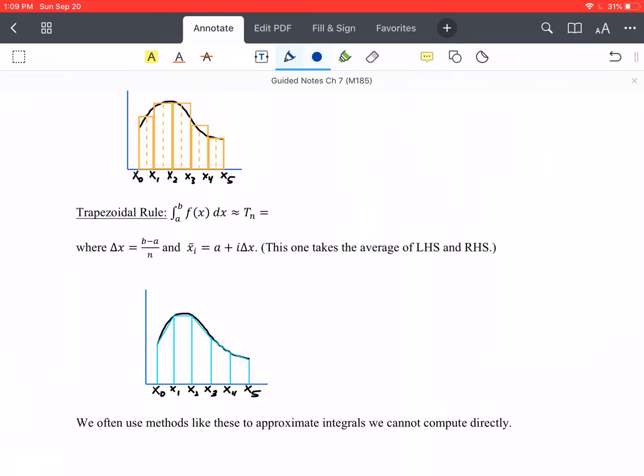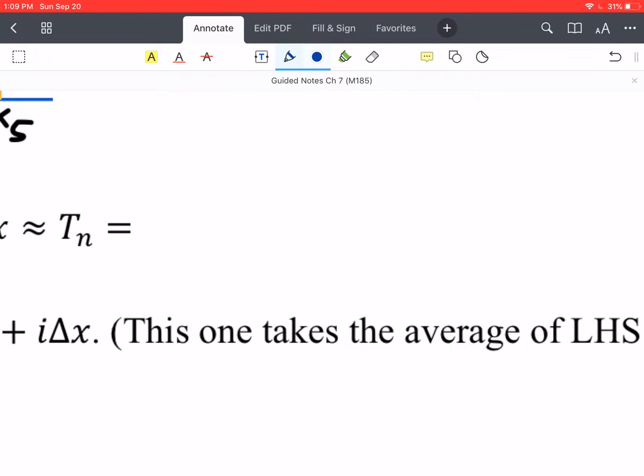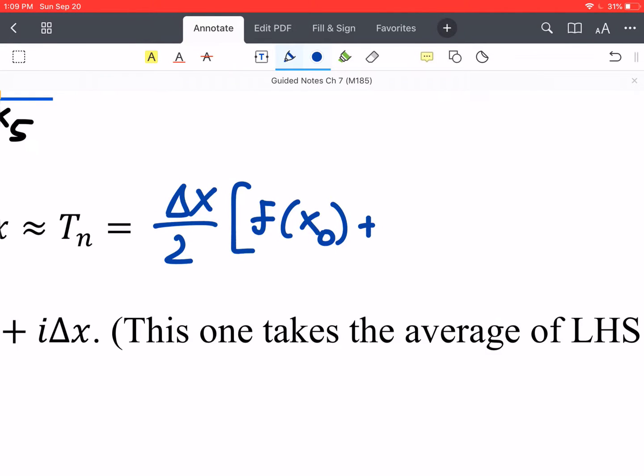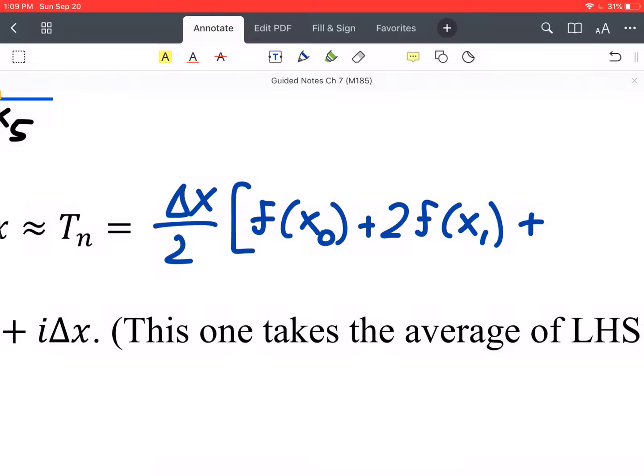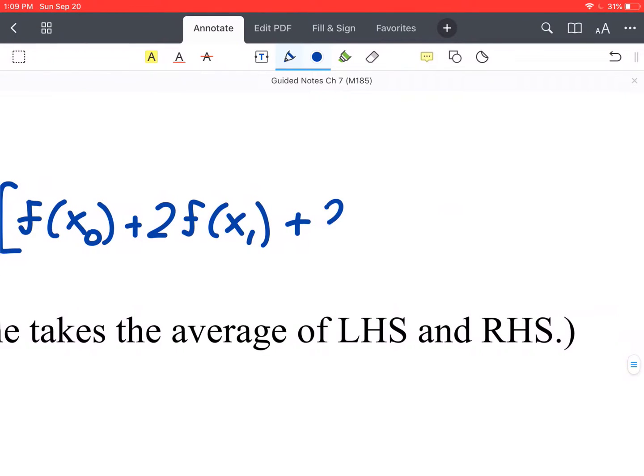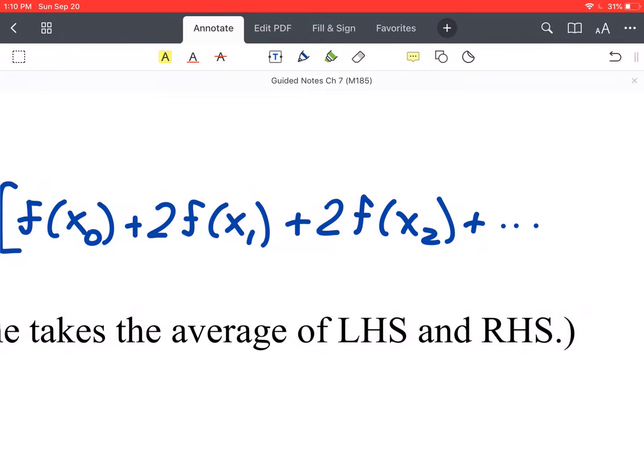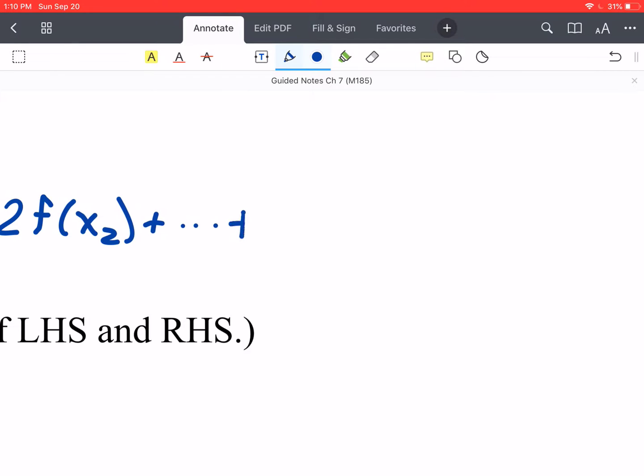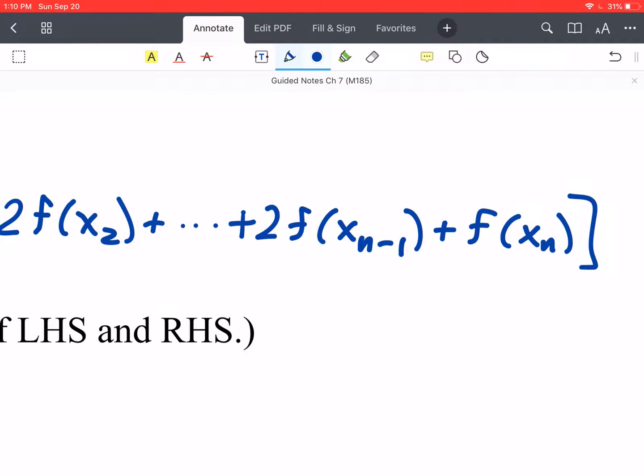So the way that we use the trapezoidal rule to approximate the integral, we get delta x over 2 times f of x sub 0 plus 2f of x sub 1 plus 2f of x sub 2, etc. Okay, and then the coefficient of 2 goes all the way up to the second to last term, so x sub n minus 1, and then the last one does not have that coefficient of 2, just like the first one didn't.